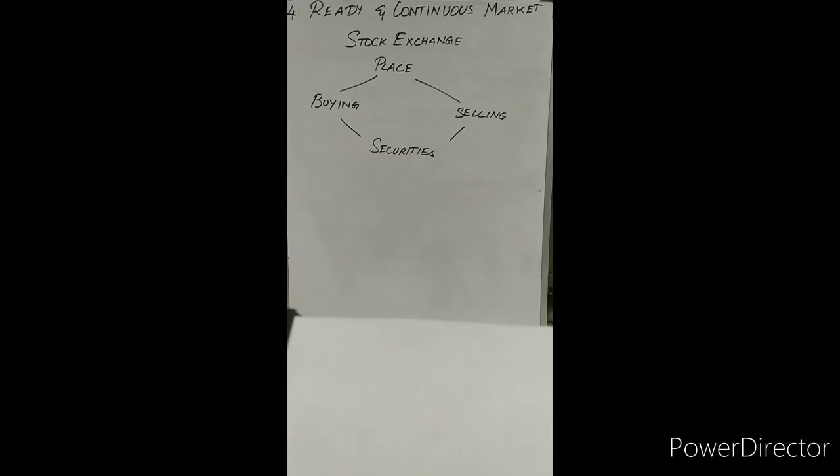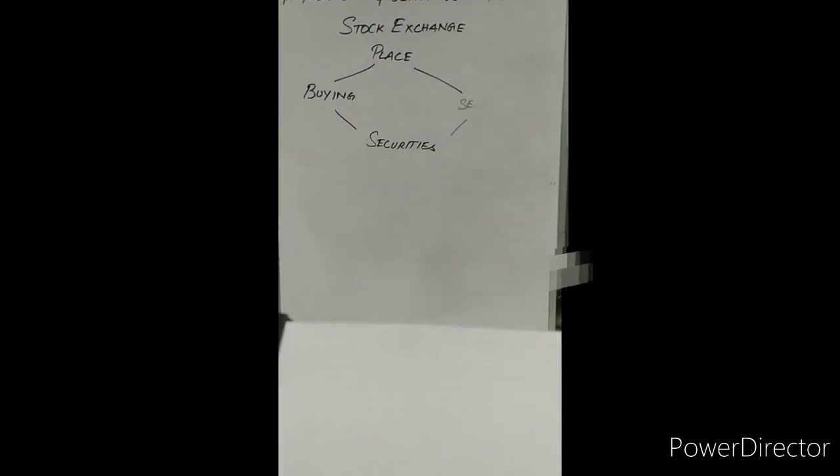The fourth point is ready and continuous market. The stock exchange is a central place of marketing these securities. It provides a central place where buying and selling of securities takes place. Therefore, it ensures that there is a ready and a continuous market for these securities.